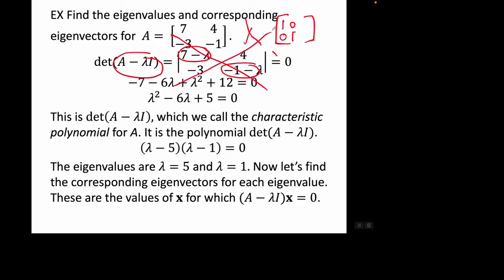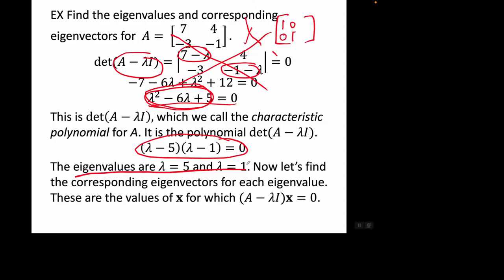We know how to calculate a determinant. Product of these minus the product of these. That's going to be negative 7 minus 6 lambda plus lambda squared plus 12 equals 0. When you multiply it out and simplify, you get lambda squared minus 6 lambda plus 5 equals 0. So this is the determinant of A minus lambda I, which we call the characteristic polynomial for A. Eigen is German for characteristic. So we have eigenvectors, eigenvalues, but we have a characteristic polynomial. It is the polynomial determinant of A minus lambda I. So let's factor that. Set it equal to 0, we factor, we get this. It looks like the solutions are going to be lambda equals 5 and lambda equals 1. Thus, the eigenvalues are lambda equals 5 and lambda equals 1.